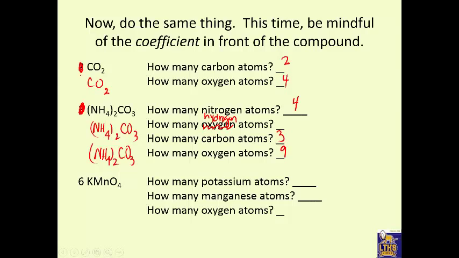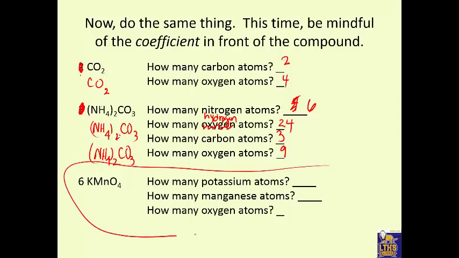But oh wait, I forgot. Did I just forget something? You bet I did. 2, 4, 6 nitrogens. 8, 16, 24 hydrogens. Okay, so there's 8 from that one, plus 8 from that one, plus 8. 8 times 3. All right, I want you to do this one, and guess what we'll do? You said it, check me in class.